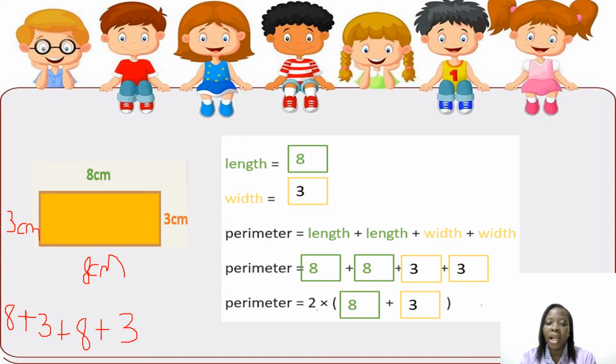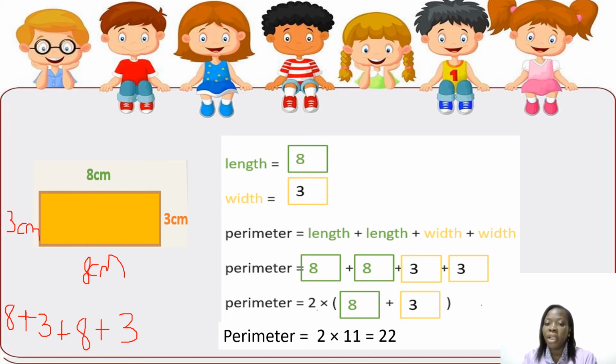You simply add the length and the width together, get your answer, and then multiply by 2. So the perimeter of this shape is 2 times 11, which is 22. How did we get 11? 8 plus 3. Remember, 8 is the length, 3 is the width. So when you multiply your answer, your addition, by 2, you get 22. So the perimeter of this shape is 22.